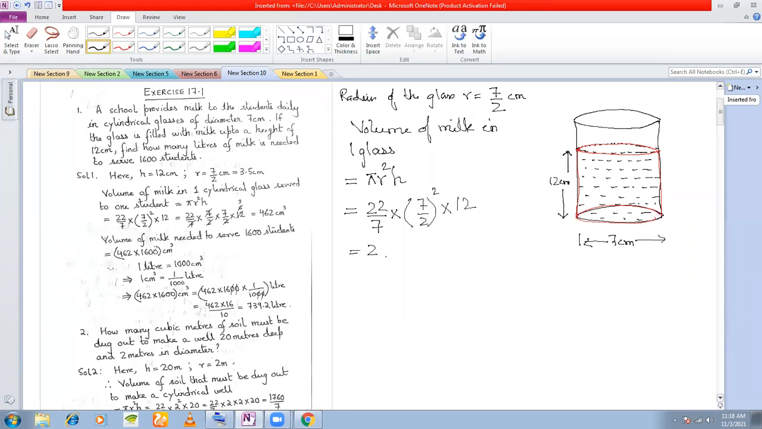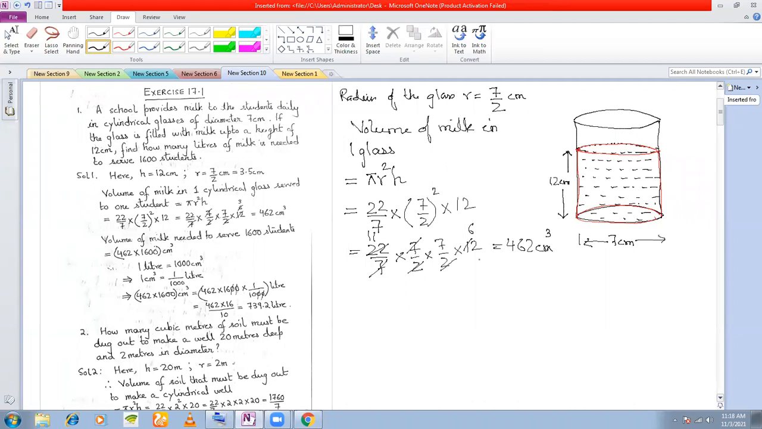So now you can simplify this, 22 by 7 into 7 by 2 into 7 by 2 into 12. So this 7 will cancel. This will cancel 11 times and this will cancel 6 times. So this is 11 into 7 into 6, which is equal to 462 centimeter cube. This much amount of milk is in one glass and one glass is given to one student.